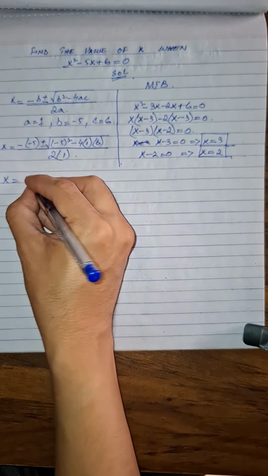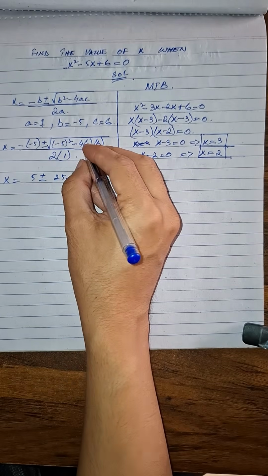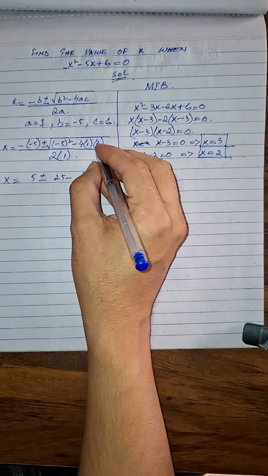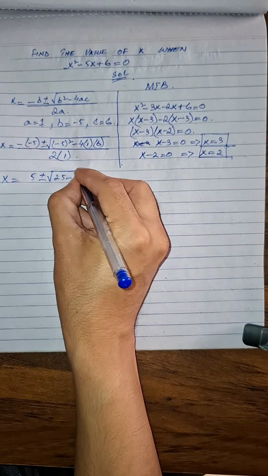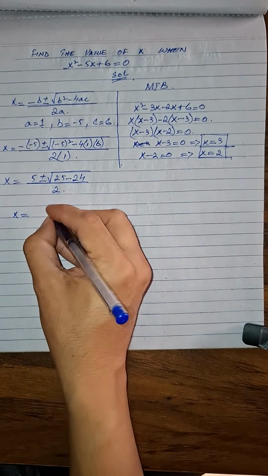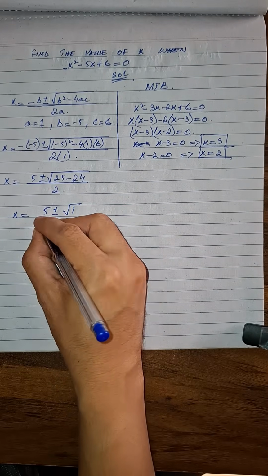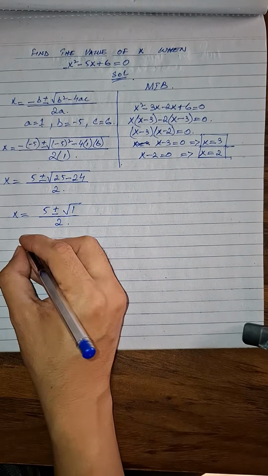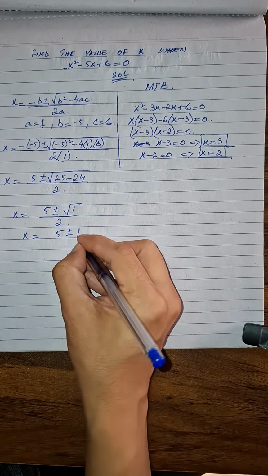So minus minus plus 5 plus minus the square root of 5 square is 25, minus 4 times 6: 4 1s are 4, 6 1s are 6, 6 2s are 12, 6 3s are 18, 6 4s are 24. All right, over 2. Therefore x equals 5 plus minus the square root of 1, upon 2. Therefore we can write it as x equals 5 plus minus, the square root of 1 is 1, so over 2.